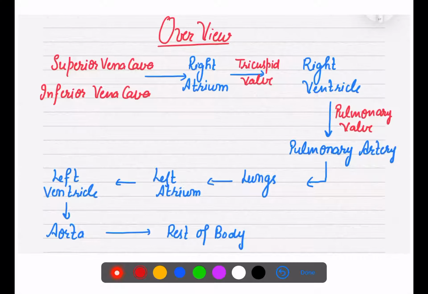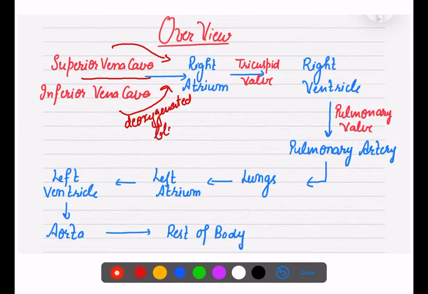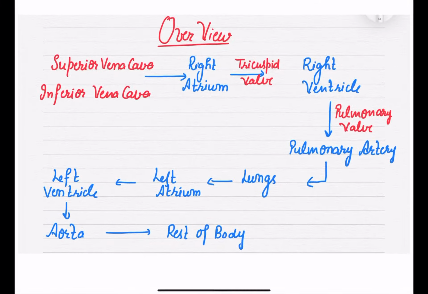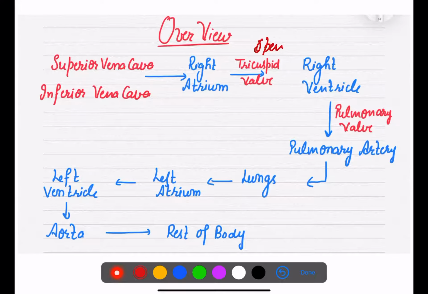Now we are completely done with our circulatory system, so let us quickly see what is happening. Blood comes from the superior vena cava and the inferior vena cava. Which kind of blood is coming here? That is deoxygenated blood. If it is deoxygenated blood, who will receive it? The right atrium will receive it. After the right atrium receives it, there is a tricuspid valve. If it has to send blood to the right ventricle, the tricuspid valve will open, right?